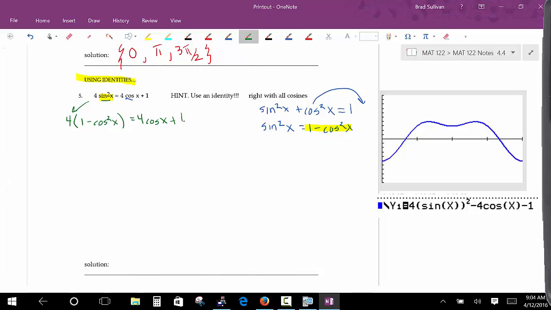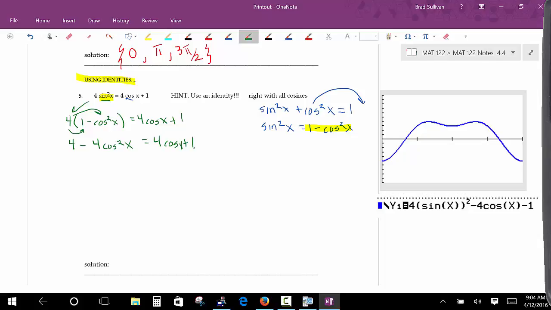So now we're going to kind of clean it up, get one side equal to 0. Then it's going to be very similar to the other problems. So do a distributive property. That's going to be 4 minus 4 cosine squared of x is equal to 4 cosine of x plus 1. Okay, now you see that it's going to be a factorable problem, so you need to decide which side you want to get equal to 0.